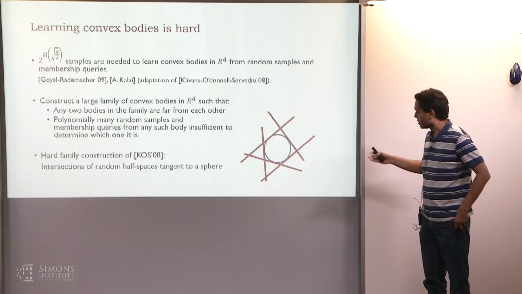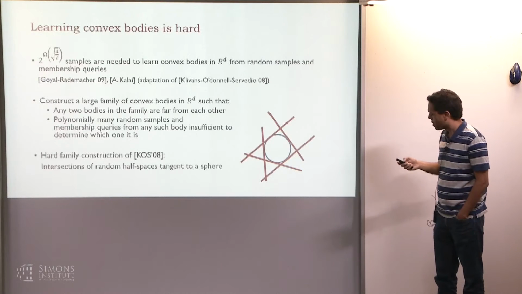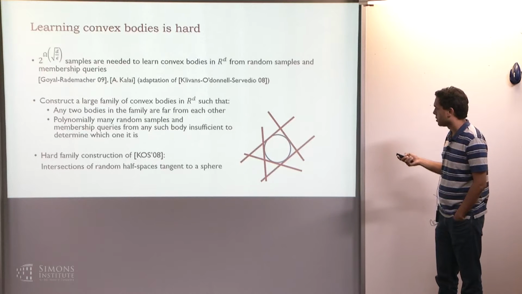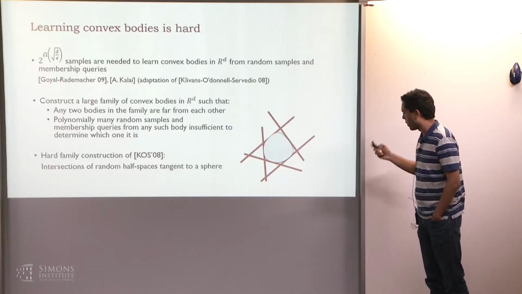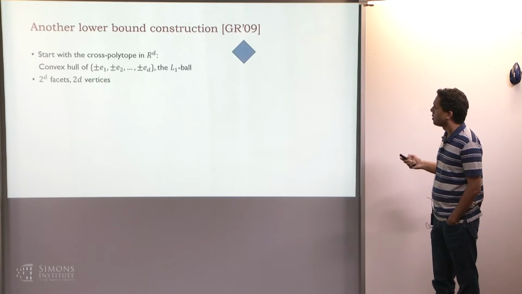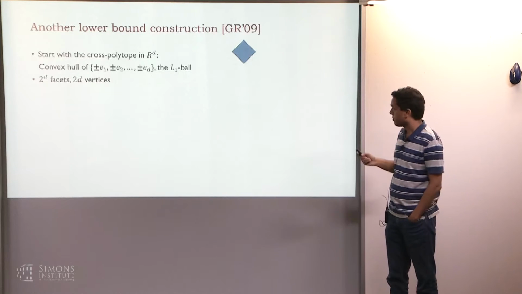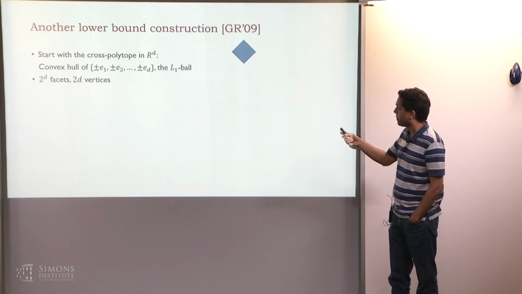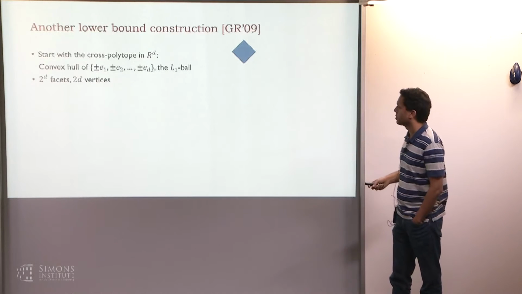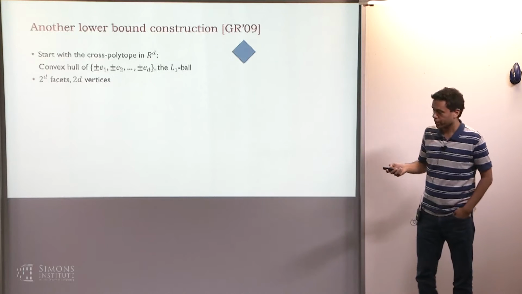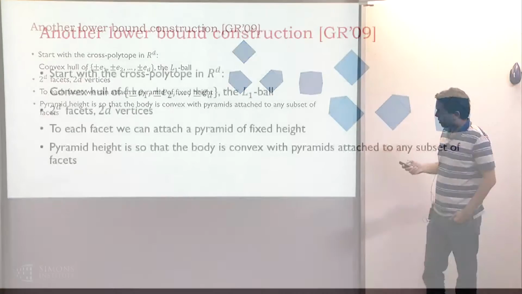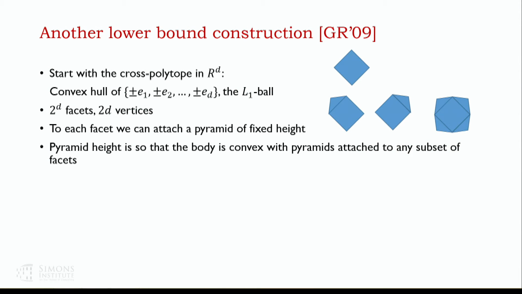Okay, so that's the construction, but it's a little hard to provide intuition for this. So I'll tell you the construction from the other paper, which is also quite simple and maybe a little easier to provide intuition for. We'll start with the cross polytope in R^d. This is just the convex hull of the plus and minus standard unit vectors, or the L1 ball. It has 2^d facets and 2d vertices. Now we can attach a pyramid of fixed height to the facets of this. I choose the height so that if I attach all the pyramids, the body is still convex. So I find the maximum height so that it still remains convex.